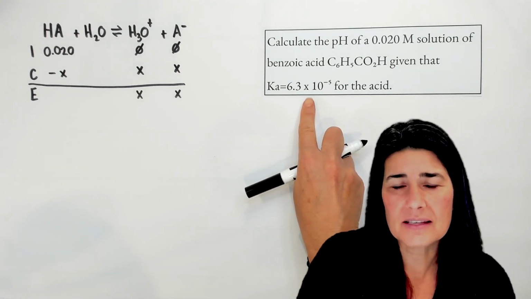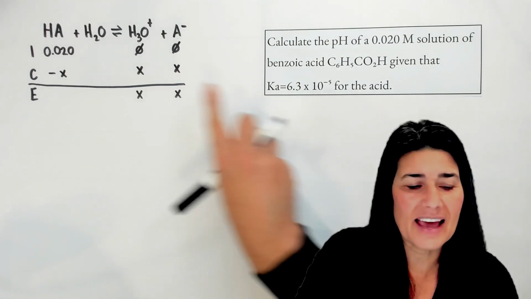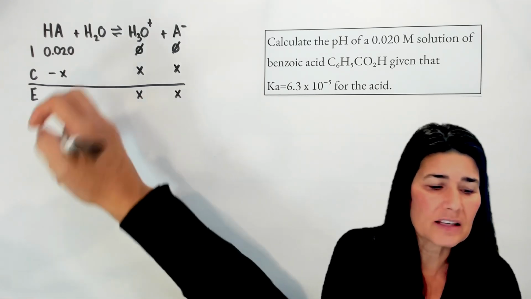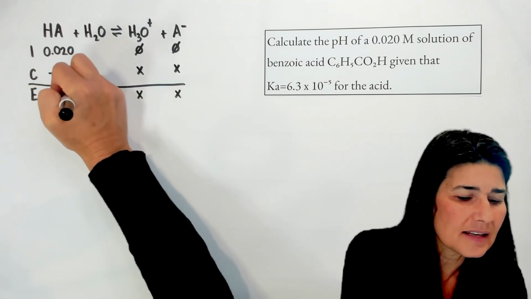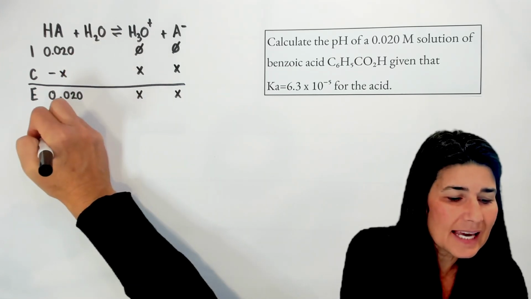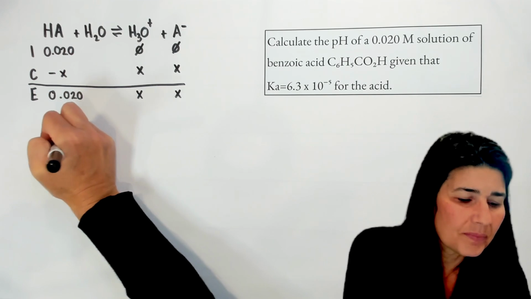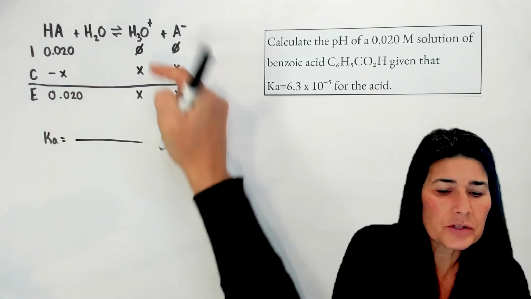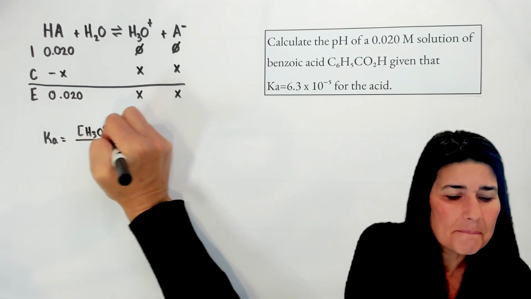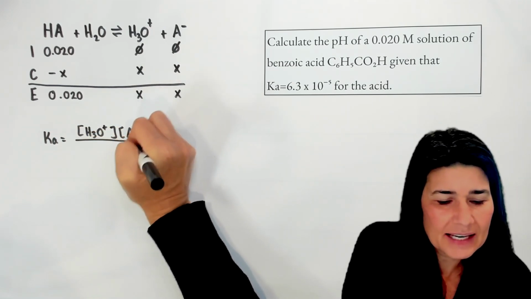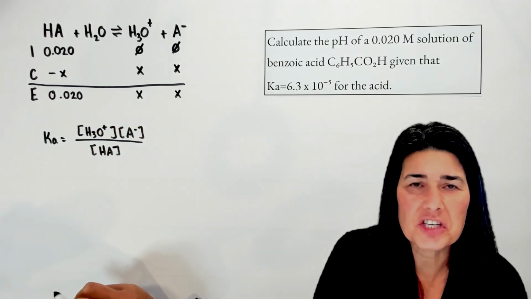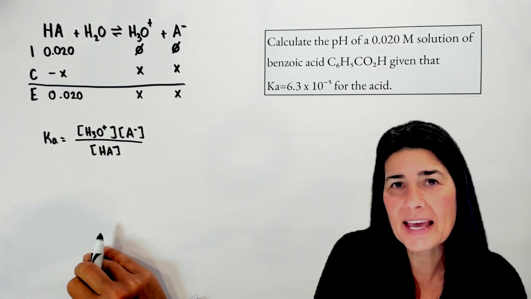of 100 on this. If 100 times the Ka is less than our start, which it is, we can drop the X term and simply call this 0.20. We're going to take that Ka value. The Ka value is equal to the products H3O+ multiplied by A-, all divided by HA. We're going to take that expression and plug in all the values that we have.